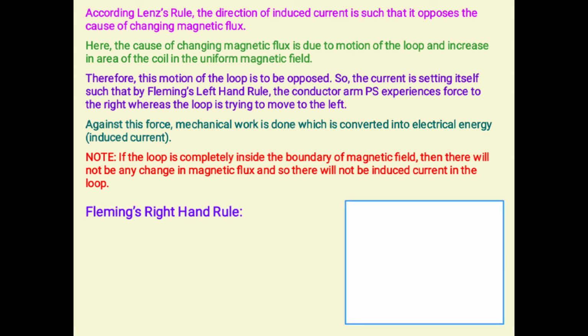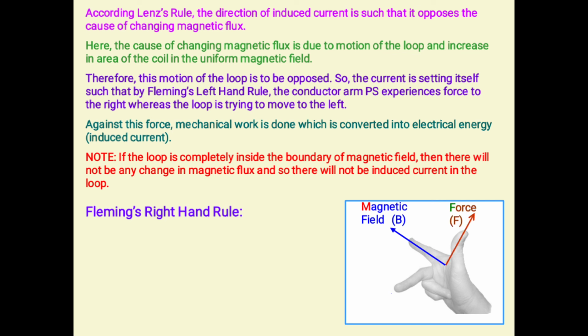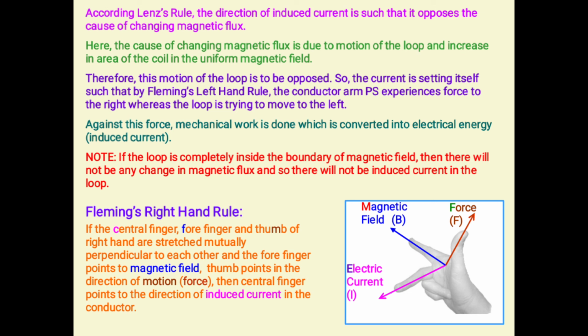Fleming's right hand rule is used to find the direction of induced current. Again, stretch the thumb, first finger and middle finger. The first finger, the index finger, indicates the magnetic field, the thumb indicates force or motion of the conductor, then the middle finger will show the direction of electric current. You can have this statement also, the easier one.